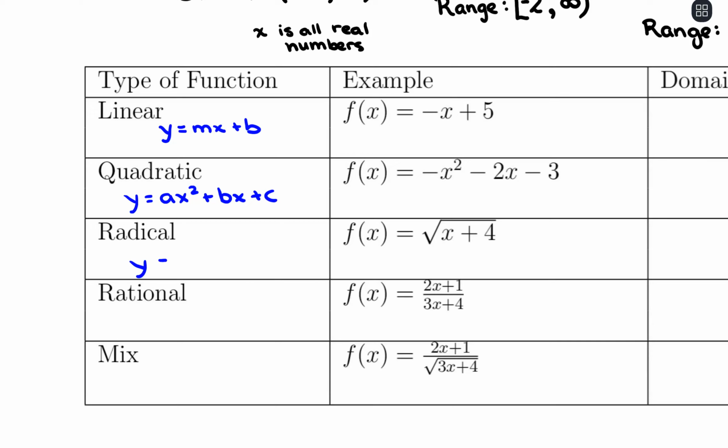A radical function is going to have a square root involved. A rational function is going to be a fraction, so you'll have a function in the numerator and a function in the denominator. I'll call that p of x over q of x. And then a mixture can mix any of those together.